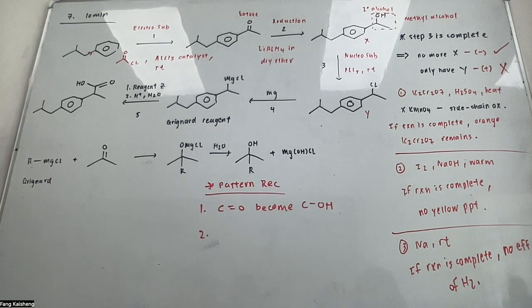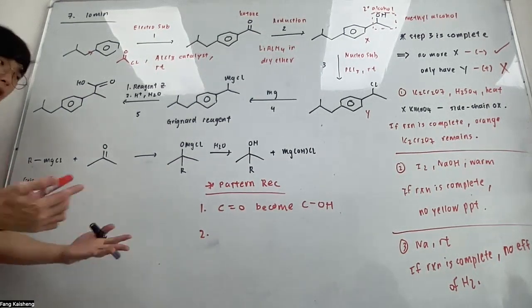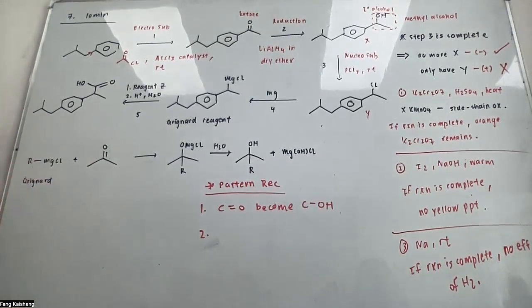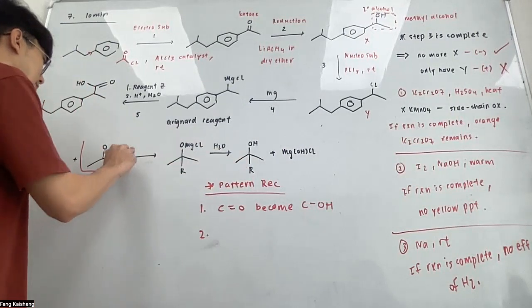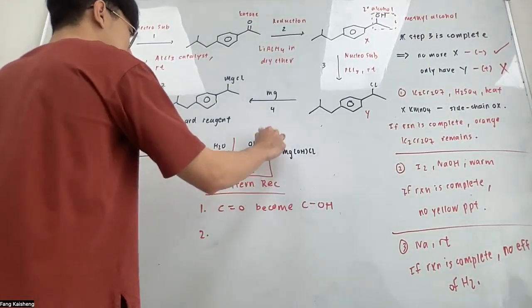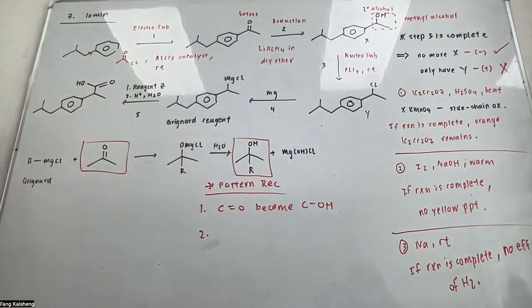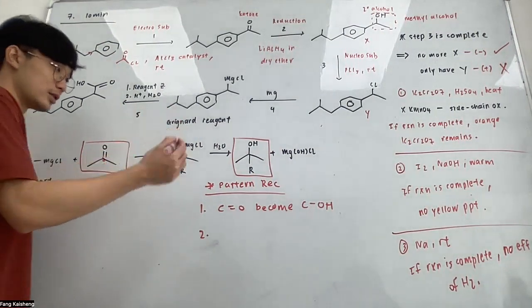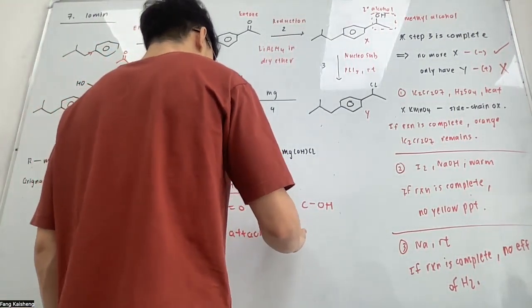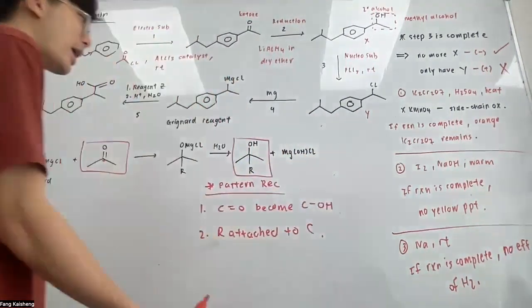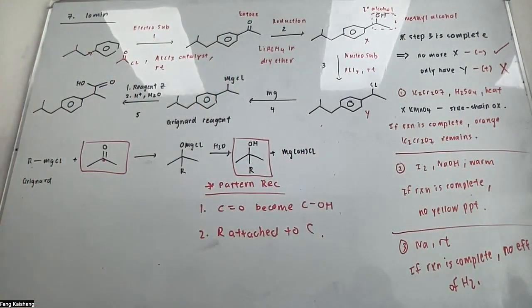Next, the second one. Anything else that you observe from here to here? You can pretty much ignore the intermediate region. Just look at the start and the end. Don't care about the middle. What else do you notice? The R is attached to this carbon here. Just put that in. R is attached to carbon. That's all that happened. Nothing else happened, right?